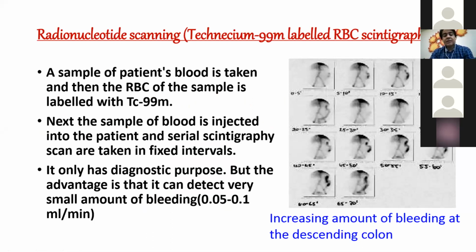Radionuclide scanning is a procedure in which a sample of the patient's blood is taken, and then the RBCs of the sample are labeled with technetium 99, a special sort of scintigraphy. After mixing this blood sample with technetium 99, the sample of blood is injected into the patient and serial scintigraphy images are taken. Like here you can see that it can be taken at 5 minutes, 10 minutes, 20, 30, 50 or 70 minutes. Then you can identify the bleeding site. Once you identify the bleeding site, you can repeat the colonoscopy or send the patient for surgical intervention.